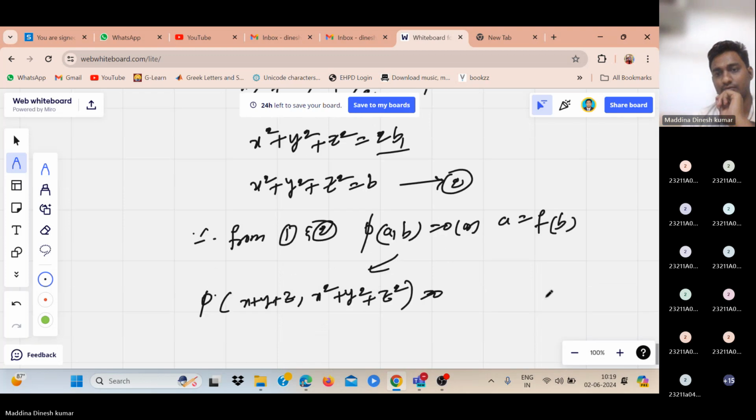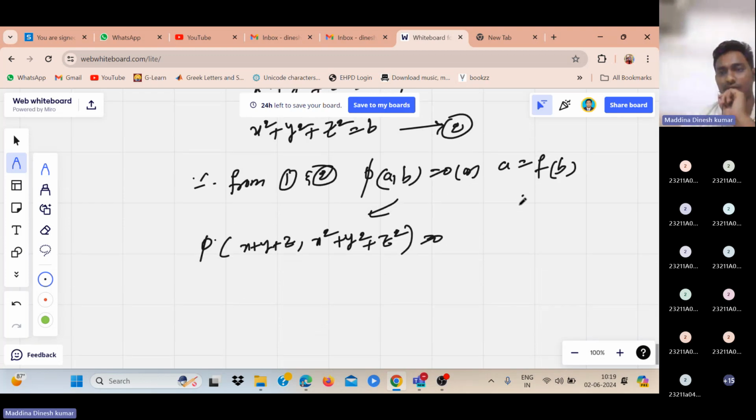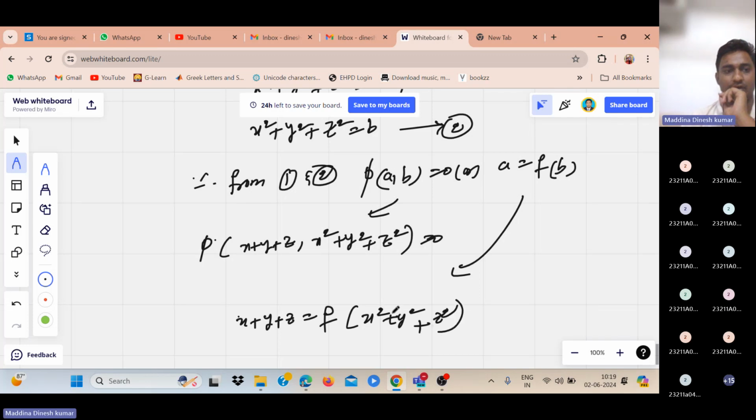Or, by using this one we can write a means x plus y plus z equal to f of b, means x square plus y square plus z square. Okay, so that's it.